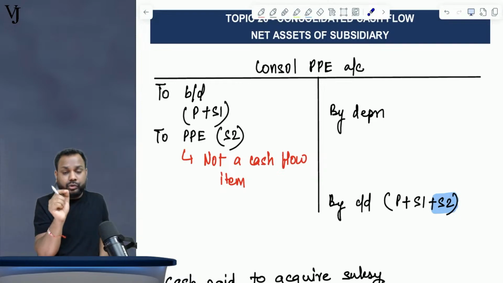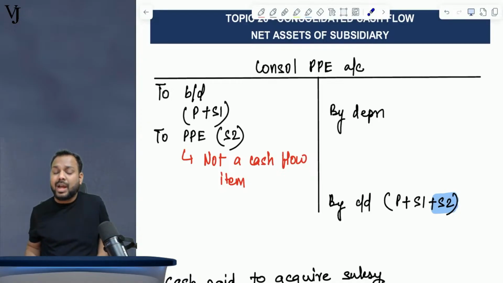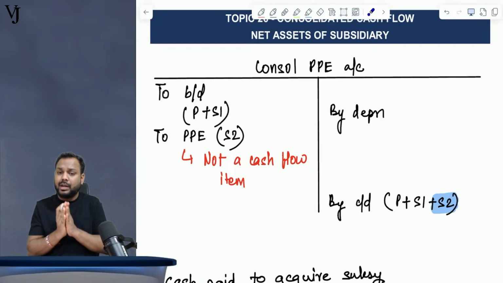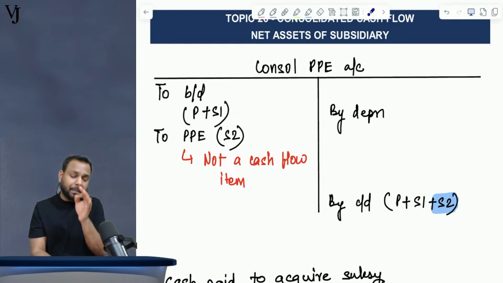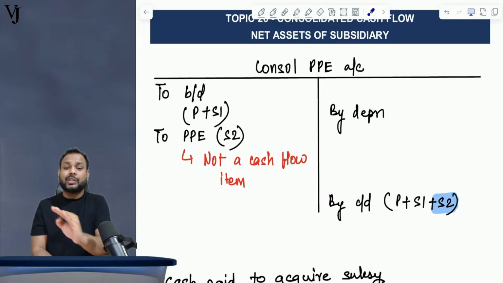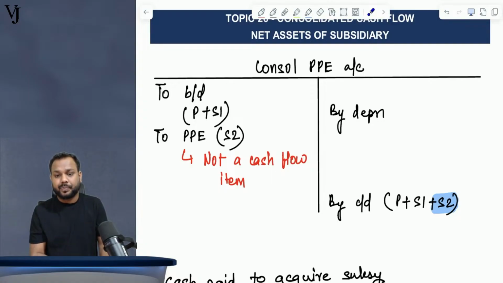In December 2023, Kabilo company, there is a question in your ACCA practice platform. I will strongly recommend all of you to solve that question, because consol cash flow is becoming a favorite topic of the examiner these days. So please go and solve December 2023 Kabilo company, which is a classic question on consol cash flow.